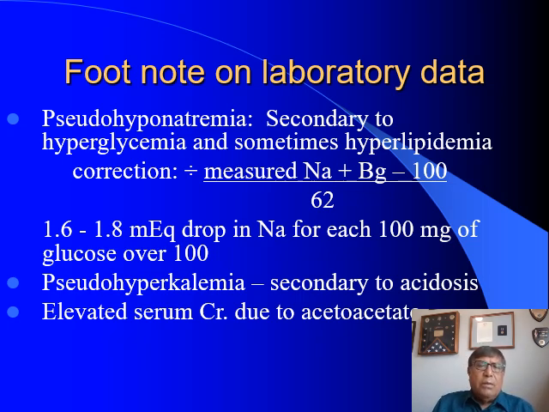Now, for your exam purpose, there is pseudo hyponatremia in all patients with DKA, and that's because of hyperglycemia and hyperlipidemia, because that portion of the plasma does not contain sodium. It is called pseudo hyponatremia, and there is a formula I have put over there, but the easy way I used to remember is a 1.6 to 1.8 milliequivalent drop of sodium per 100 of glucose over 100. If you add that, you come pretty close to the true sodium level of this patient.